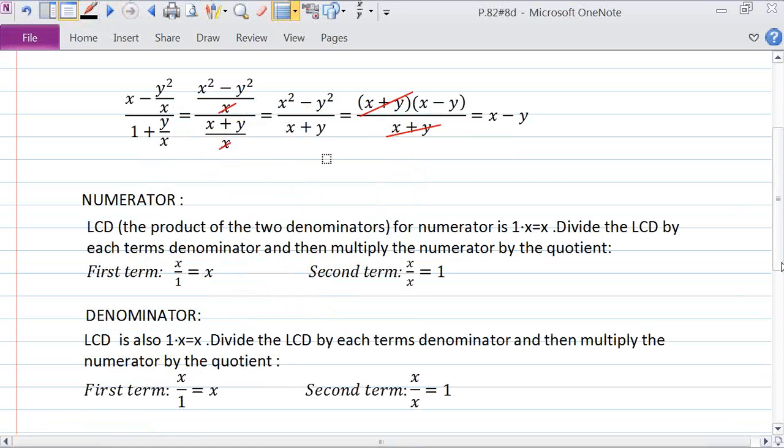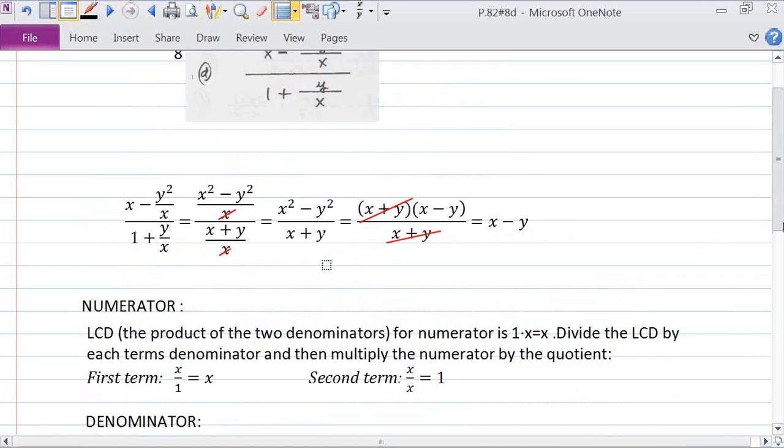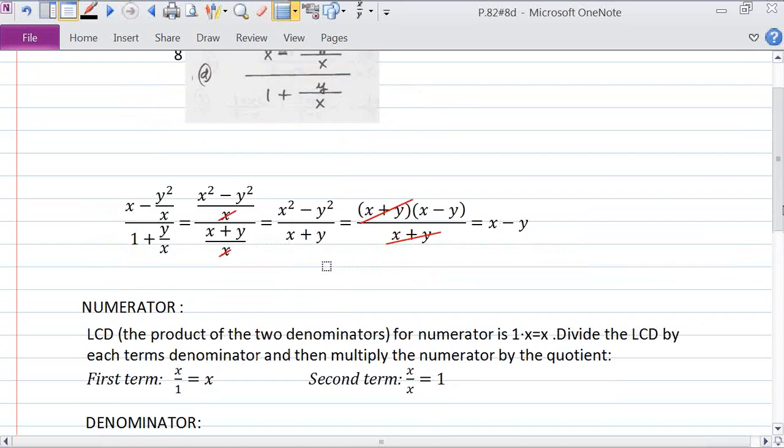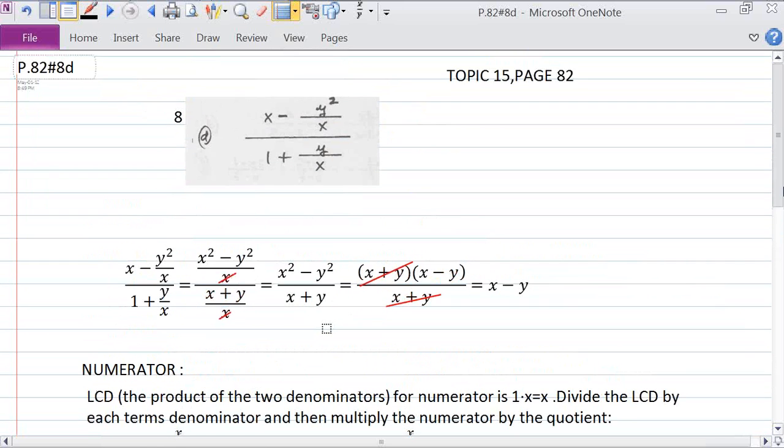Okay, now this problem here, I'm going to show it like this. So what we're going to do is handle the numerator of this problem. I've just rewritten the problem here. Here's the problem. We have to simplify this. So if you go back, the object is to simplify it.